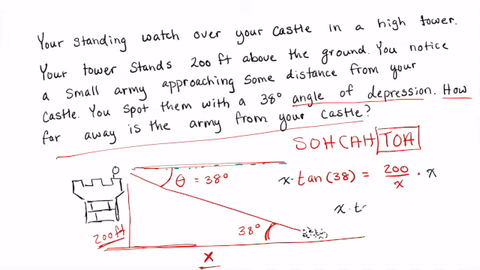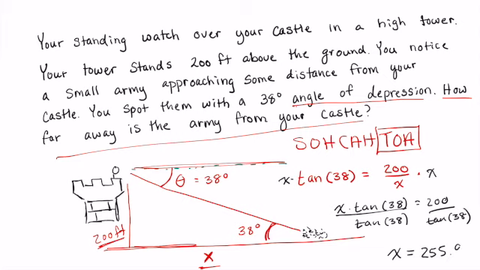And we get x equals 255.98 feet. Now, in the grand scheme of mathematics, if that's how far away that army is from you, you're in trouble.